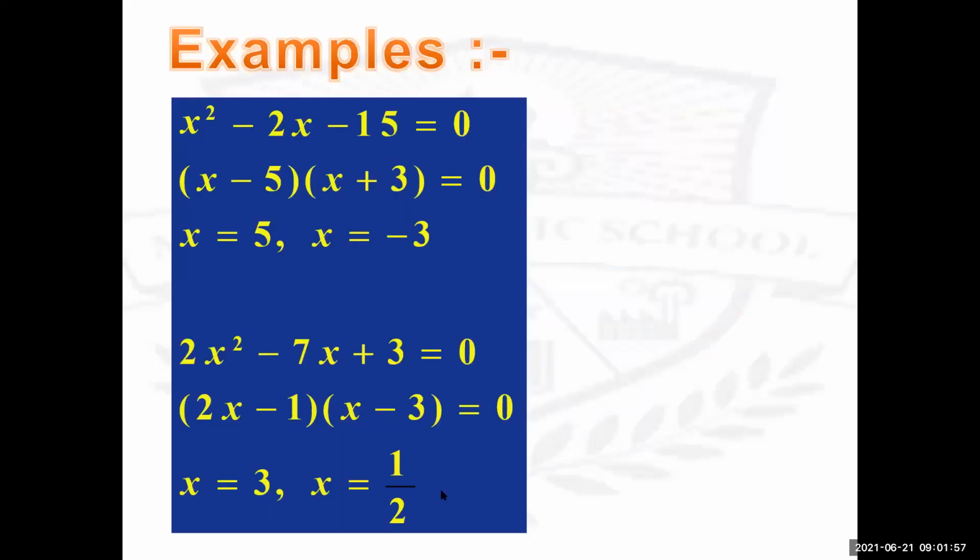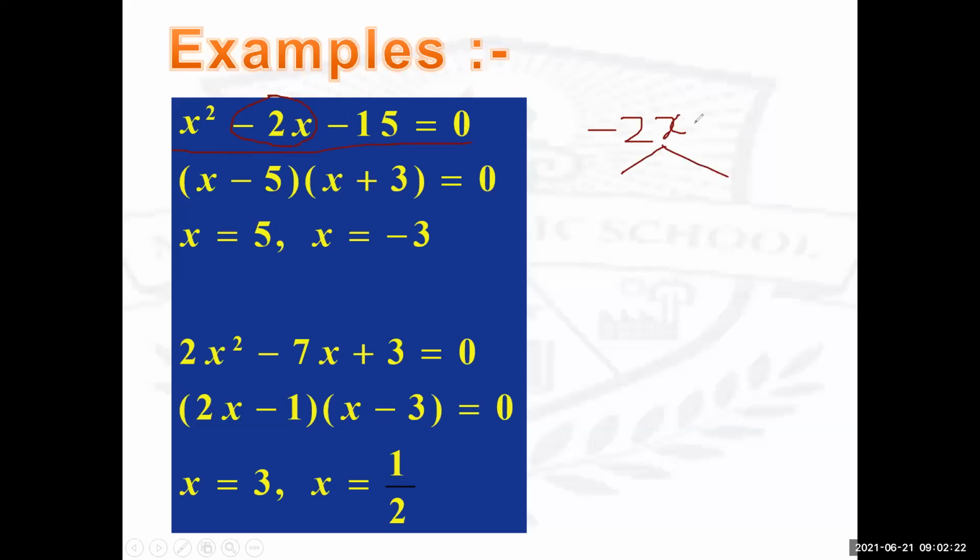Example: x² - 2x - 15 = 0. You have to factorize this. What is the middle term here? Your middle term is -2x. So you're going to split this -2x.